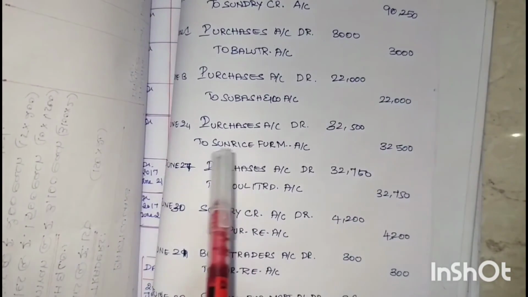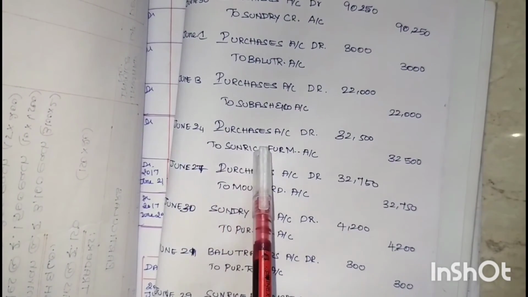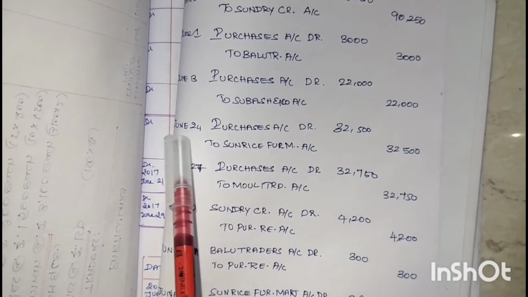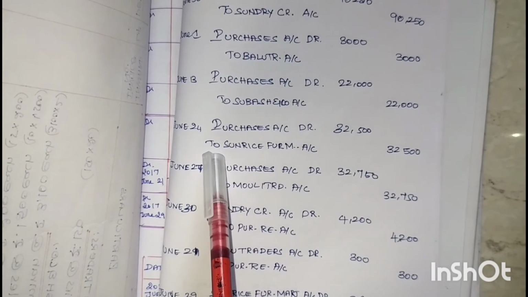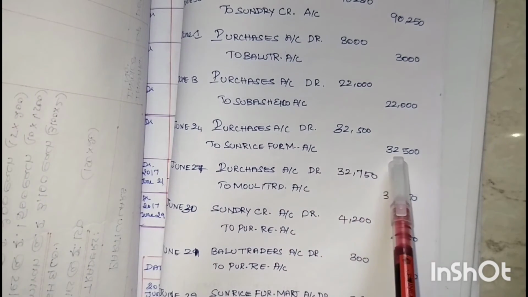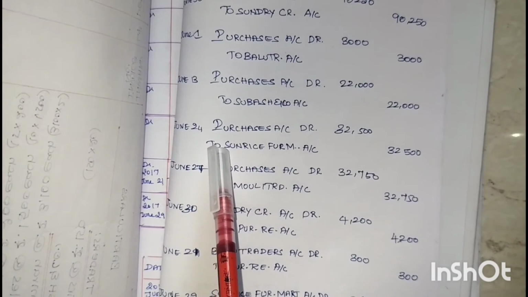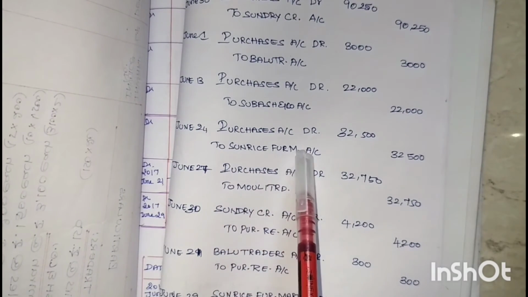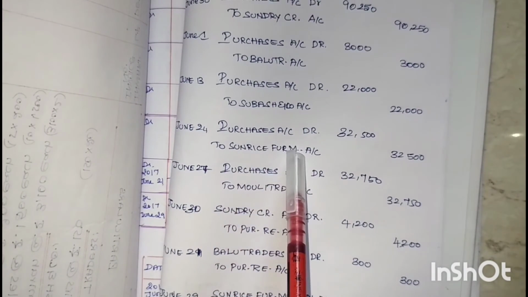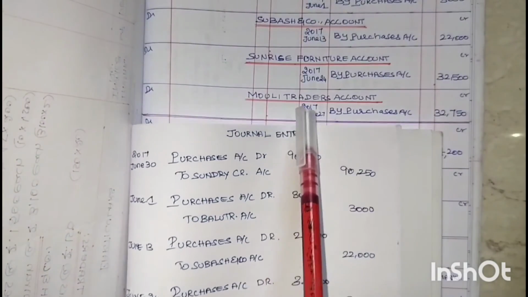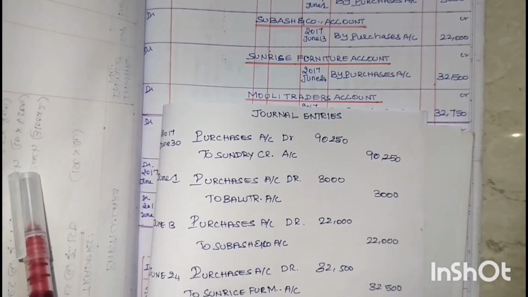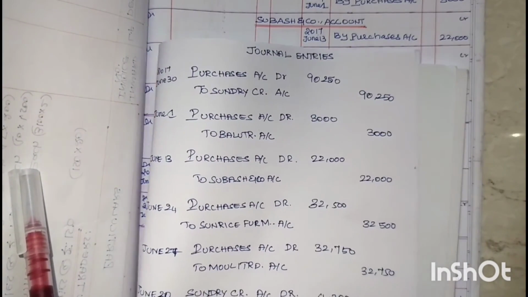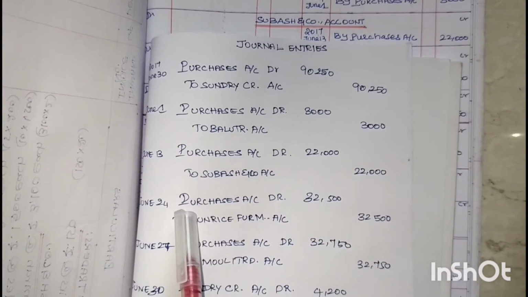Then what is the journal entry for the Sunrise Furniture Mart? That is June 24, purchases account debit 32,500 to Sunrise Furniture Mart account 32,500. Where is the Sunrise Furniture Mart account? It is on the credit side. So we go to the credit side. Okay. On the ledger account, we go to the credit side. What is the opposite account from the Sunrise Furniture Mart?